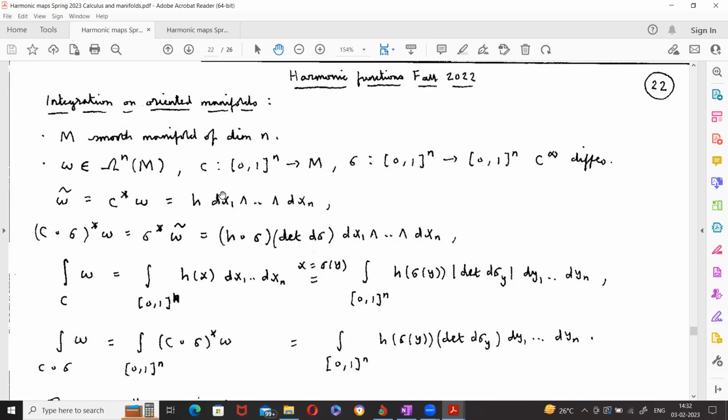Now omega tilde is this form on the n-cube, h dx1 wedge through dxn. So dx1 wedge through dxn on the n-cube, at each point, is just the determinant form with respect to the standard basis. We know what happens when we pull back the determinant by a linear map: we get the determinant of that linear map times that n-form. So when I pull back, this is going to become h composed with sigma times the determinant of d sigma, times dx1 wedge through dxn. Is that clear?